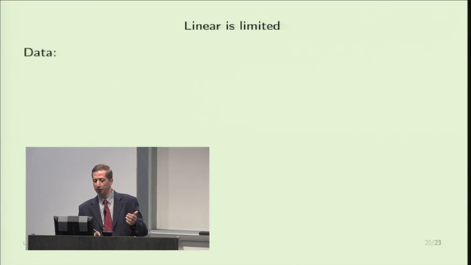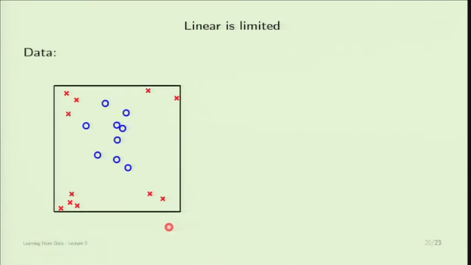Could be, for example, something that looks like this. So you want to classify these as plus ones and these as minus ones. Let's take the classification paradigm here. Now, I can put the line anywhere, and obviously I'm in trouble because this is not linearly separable even by a long shot.